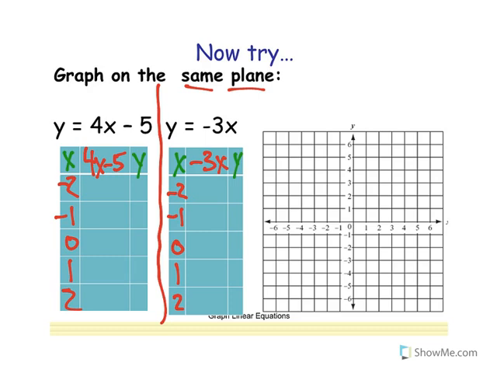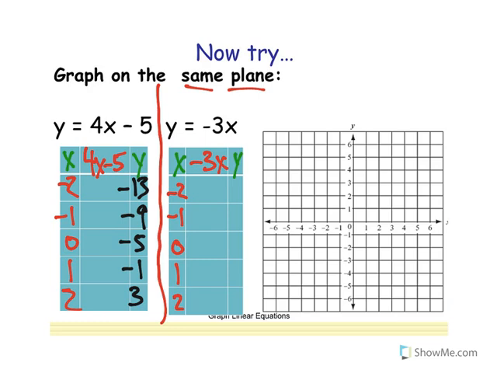All right, so for the first one, 4 times negative 2 is negative 8, minus 5 is negative 13. 4 times negative 1 is negative 4, minus 5 is negative 9. 0 minus 5 is negative 5. 4 minus 5 is negative 1. 8 minus 5 is 3. So let's see what this one looks like here.